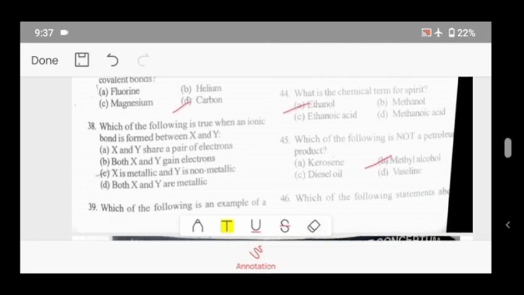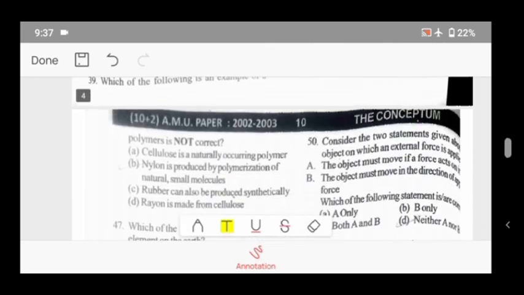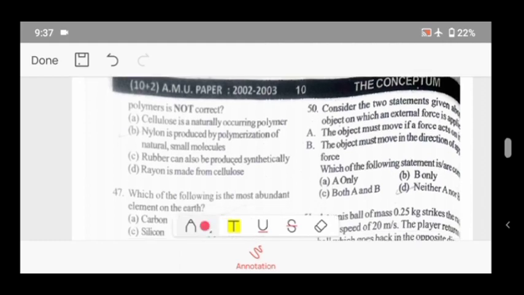So which of the following statements is not correct? The answer is B. Okay, so the answer is B.